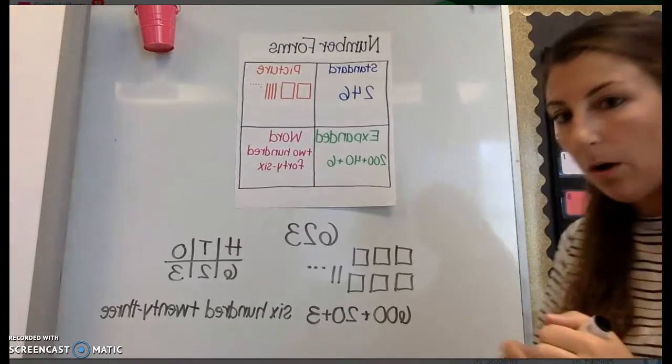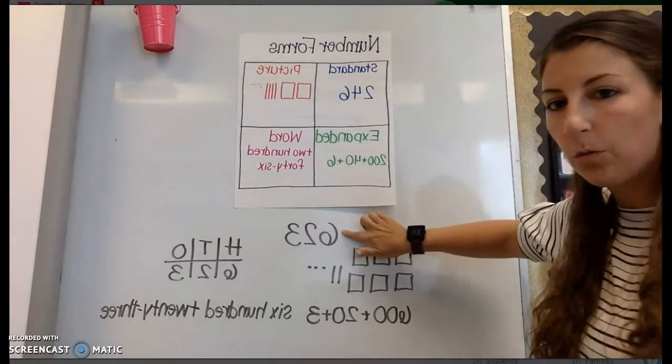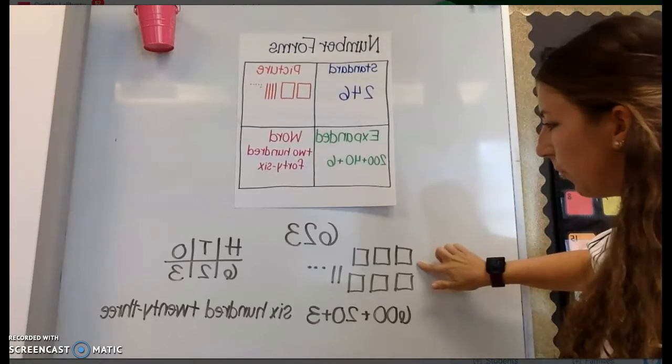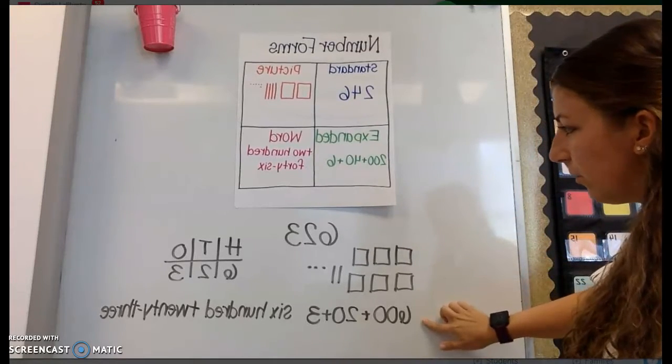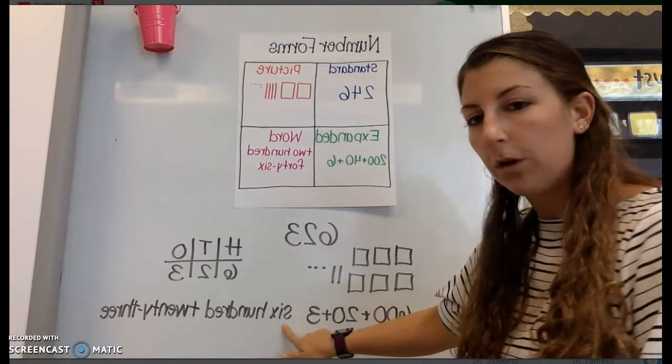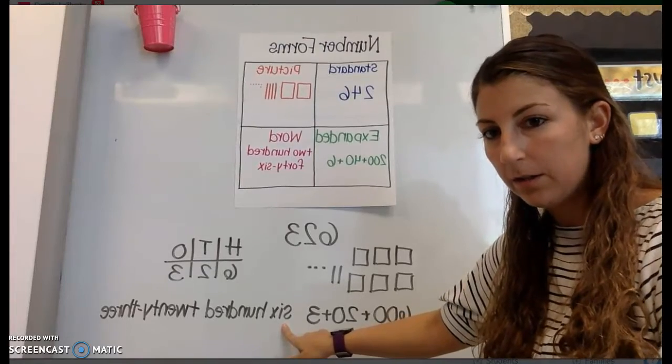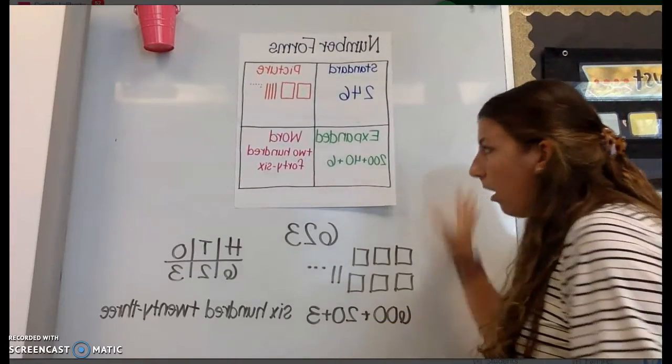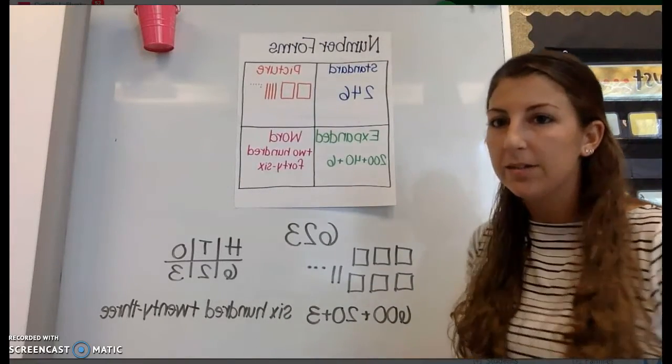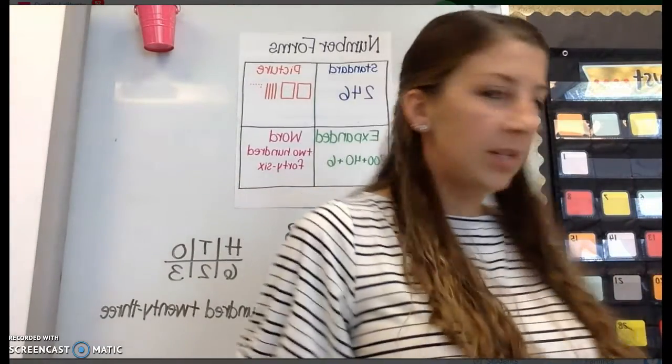Okay, so now all together I have my standard form, I have my picture form, I have expanded form, and I have the word form on this side. So I'm going to show you how all of this work that we did today is going to apply to your Seesaw lesson.